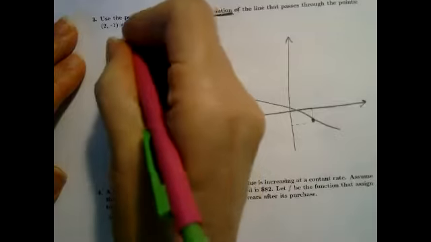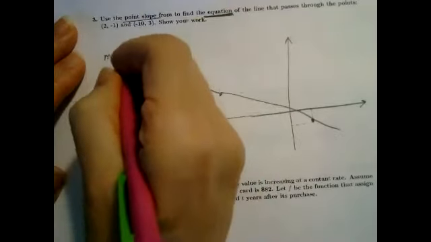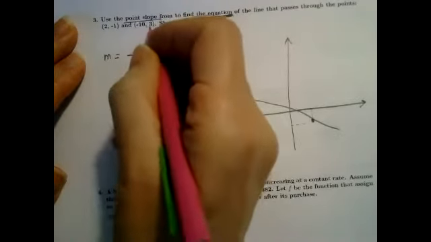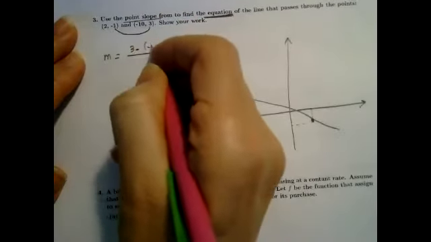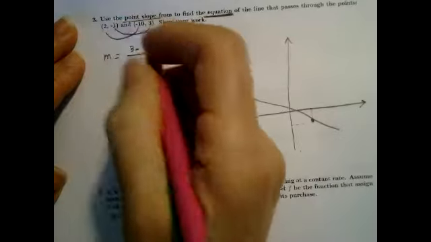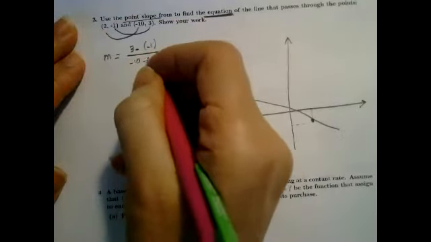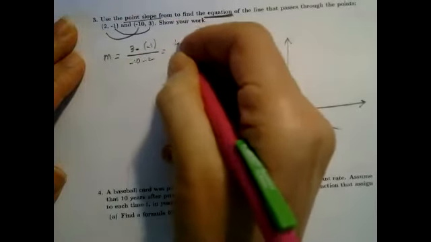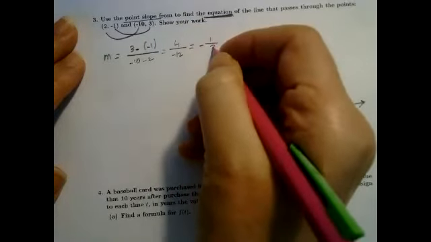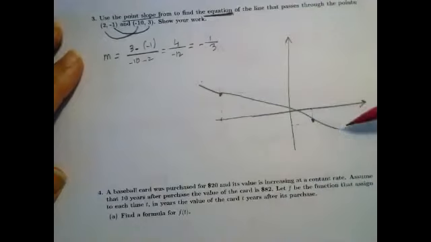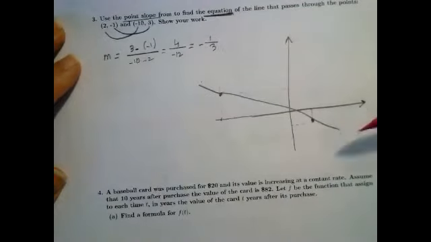So, you use the point-slope form. First we're going to find the slope. It's y2 minus y1, which means 3 minus -1, over x2 minus x1, -10 minus 2. That gives me 4 over -12, which is -1/3. We expect the slope to be negative because the line is falling.